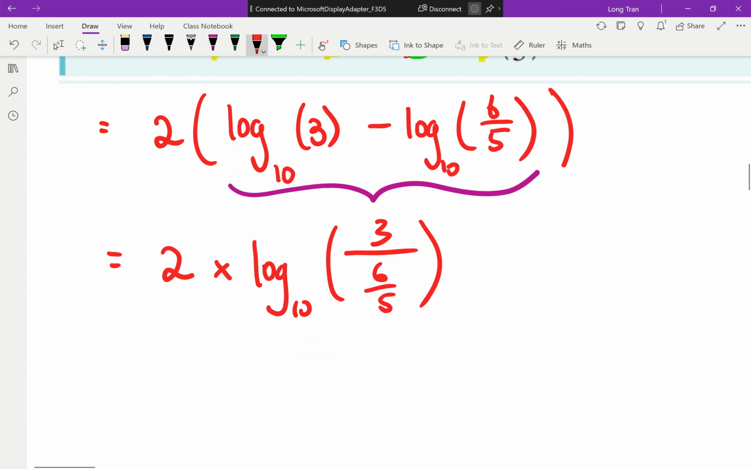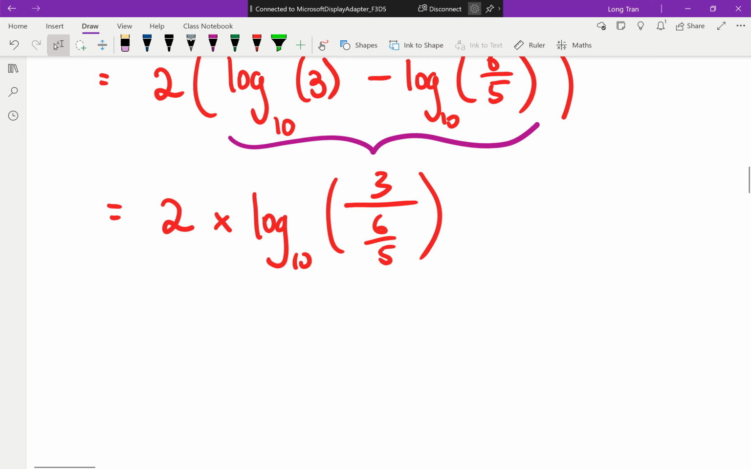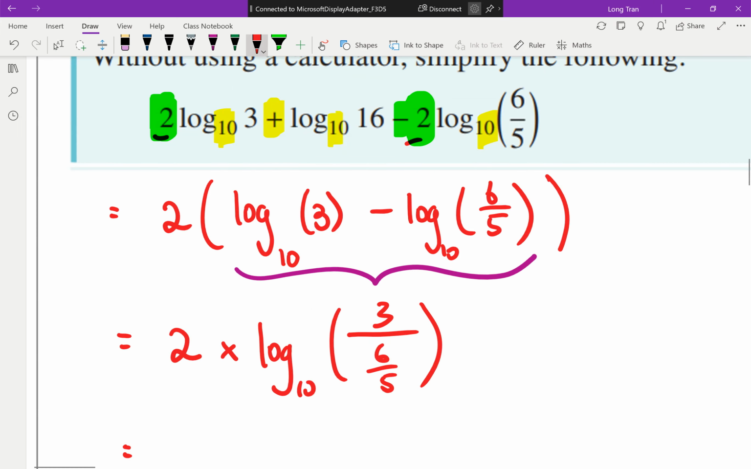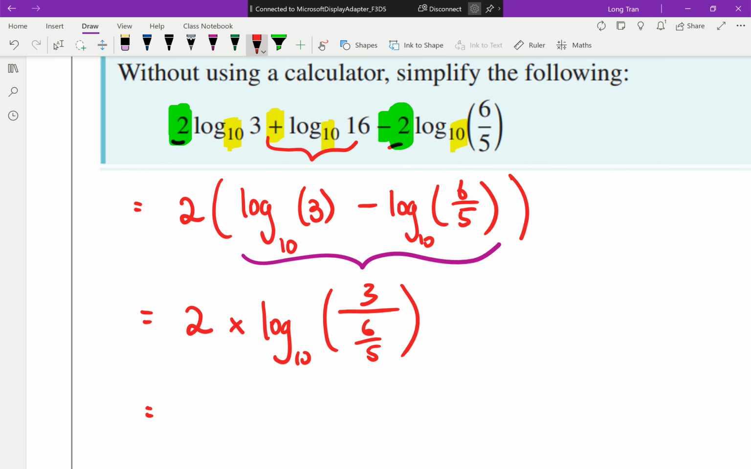Okay, so that's one way of doing it, and don't forget we still have that other third term that was plus log 10 of 16. Notice that in your textbooks they don't use the brackets unless otherwise. I always use the brackets. Okay, so I encourage you to use the brackets.